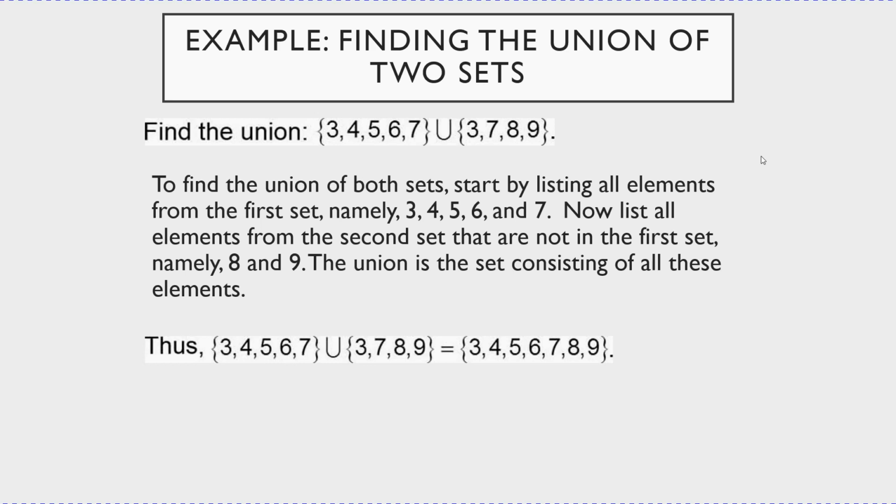To find the union of both sets, you start by listing the elements of the first set, which are 3, 4, 5, 6, and 7. Now list all the elements of the second set that are not in the first set. Well, 3 is in the first set, 7 is in the first set, so I'm going to be adding to this set 8 and 9. Thus the union of these two sets is the numbers 3, 4, 5, 6, 7, 8, and 9.